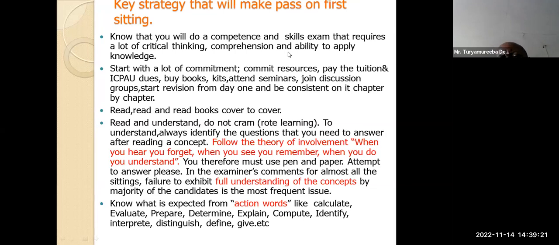I am giving a testimony for me during my time when I was studying these courses. I would read the book from cover to cover, go to the chapter like 10 times. Why? Because every time I would attempt questions, if I find something that I have not understood, I go back to the chapter to at least read some captions to understand what it means. Read and understand. Do not cram. That is rote learning.